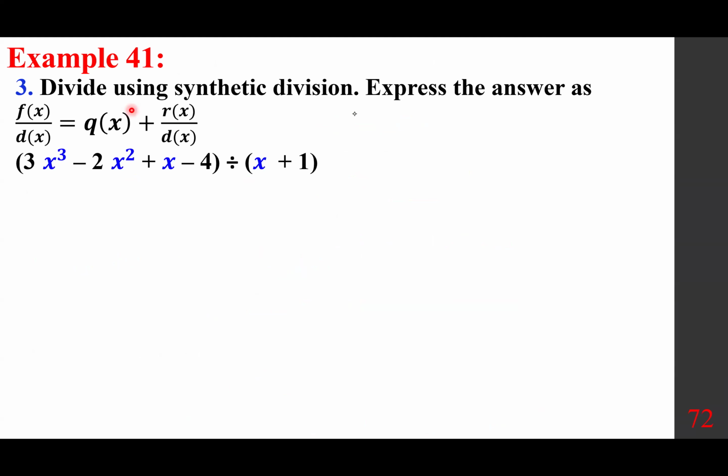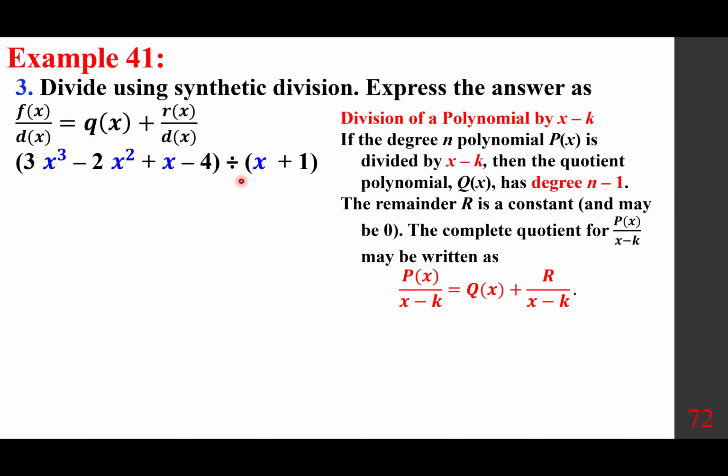All right, divide using synthetic division, express the answer as f of x over d of x equals q of x plus r of x over d of x. D stands for the denominator. 3x cubed minus 2x squared plus x minus 4 divided by x plus 1. All right. Division of a polynomial by x minus k.